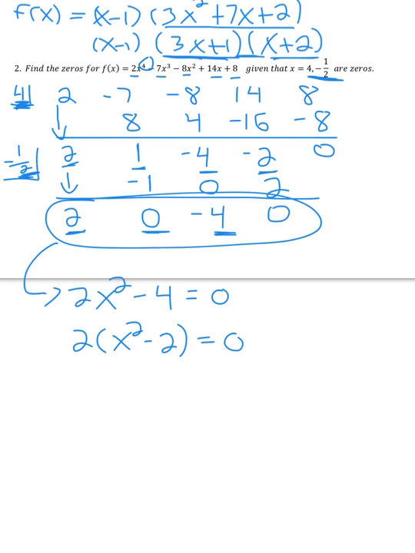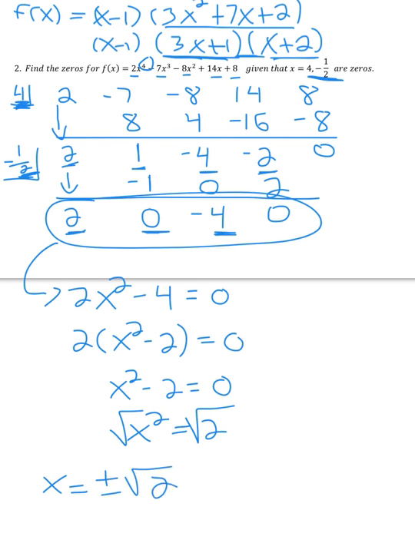Now I can't factor that x squared minus 2 because 2 is not a perfect square. But if you just set the x squared minus 2 equal to 0, well, you're going to see x squared has to equal 2. Take the square root of both sides, and you're going to get the last two zeros to be plus or minus root 2.